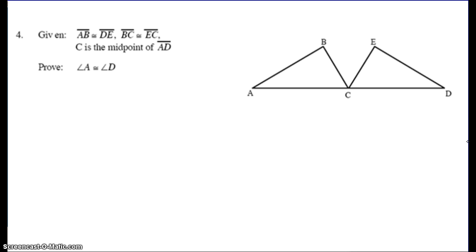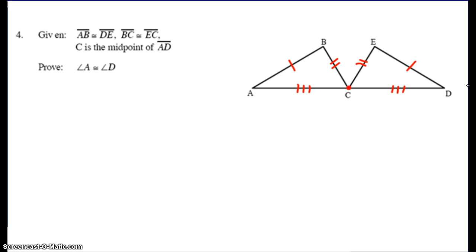Alright, here we have two more triangles that we're going to prove. This is going to be our last example for today. We have that AB is congruent to DE, that's given. BC is congruent to EC, that's given. And that C is the midpoint of AD. So making a plan here, if C is the midpoint, I can say that AC is congruent to CD by the definition of a midpoint. Then that means the two triangles have to be congruent by side, side, side. So that means that by corresponding parts of congruent triangles, angle A must be congruent to angle D.